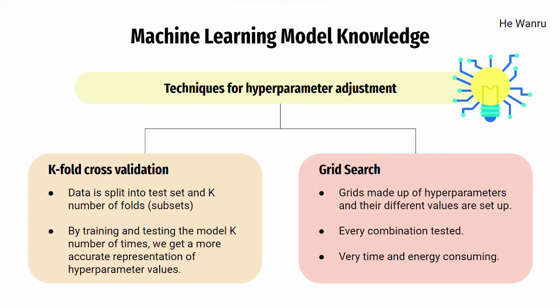Instead, we approached the k-fold cross-validation method, where data is split into test set and k number of folds. The cross-validation then iterates through the folds, and at each iteration uses one of the k folds as the validation set. By testing and training the model k number of times on different subsets, we get a more accurate representation of hyperparameter values. This method is also much less time-consuming on our PCs.